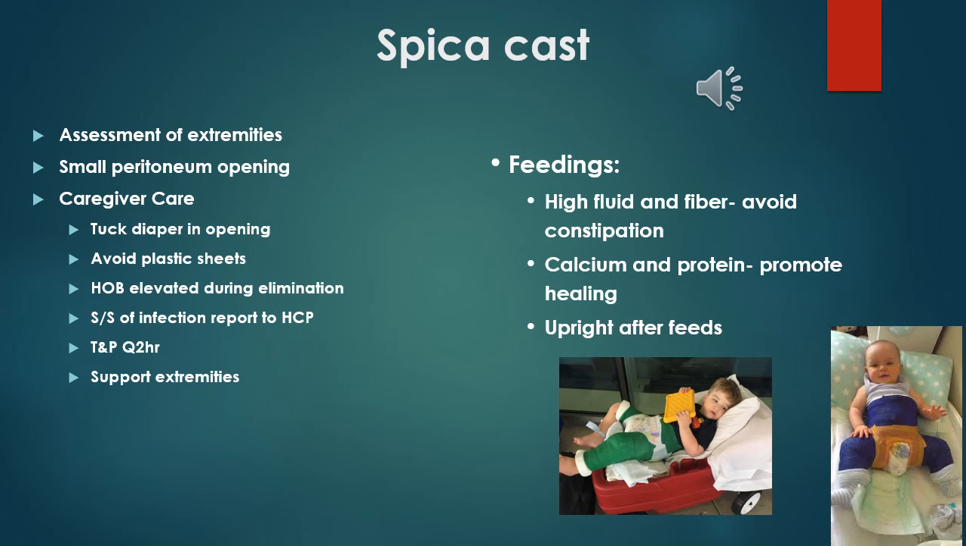Any signs of infection, including fever, wound drainage, and extreme pain, should be reported to the healthcare provider immediately. The child should be moved and turned in position every 2 hours during the day, and items should be within their reach. Extremities can be supported with pillows, rolled up towels, and a beanbag chair. The child's diet should also be high in protein, fluid, fiber, calories, and calcium. This will help prevent any constipation, and the child should remain in an upright position after feedings for approximately 30 minutes.